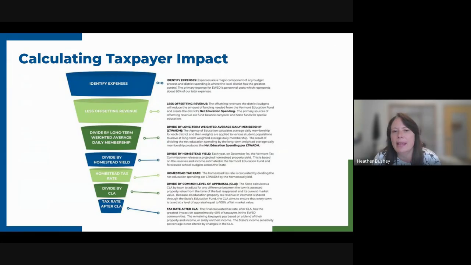Then we take that net ed spending and we divide it by our long-term weighted average daily membership. And we're going to talk about each of these pieces. So we're going to get into them. Then we divide it by the homestead yield. That gives us our homestead tax rate. Then we use that nasty little thing called the common level of appraisal. And that gets us to our tax rate after CLA, common level of appraisal, for each town. So we're going to break this down into its pieces.